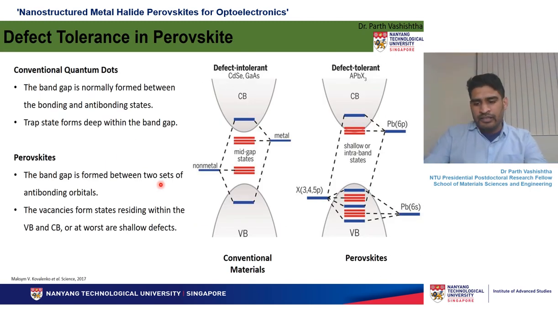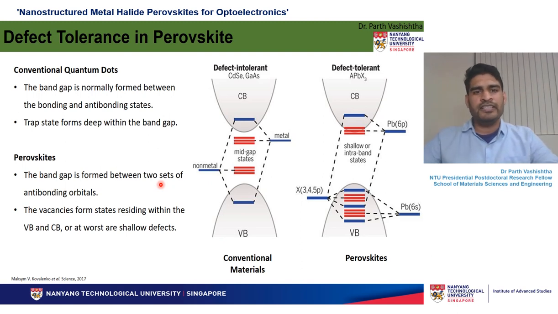If you talk about the state of the art of these materials, why are they so good actually, what properties make them different from other conventional semiconductors? The answer for that is defect tolerance. For example, in conventional quantum dots, nanoparticles and semiconductor materials, the valence band and the conduction band are usually formed between bonding and anti-bonding states. And because of that, the defects or trap states are within the band gap.